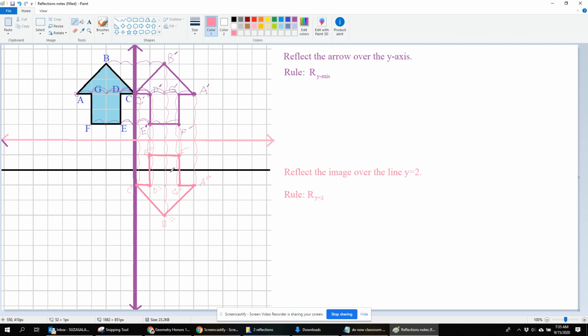So now I have my second image down here. So this time it flipped over the other way. So it's still the same shape, it's still an arrow, but it flipped over.